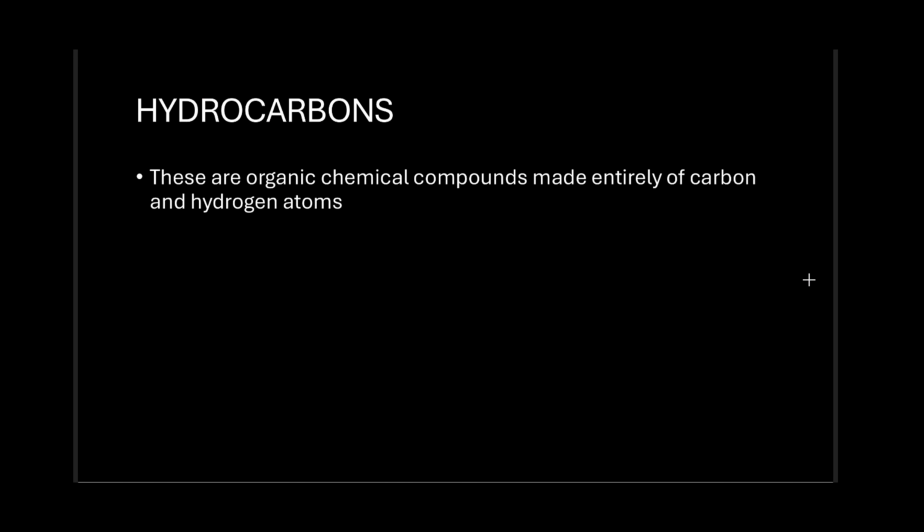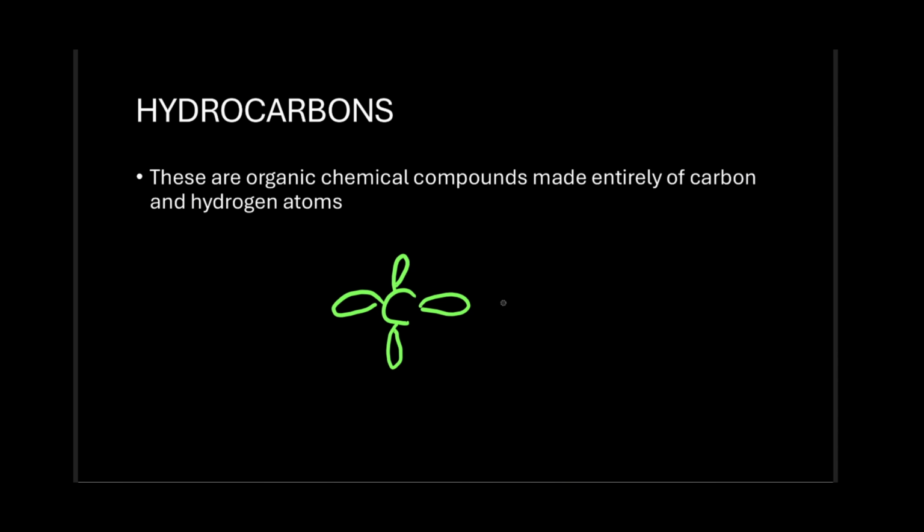So let's talk about hydrocarbons. Hydrocarbons are organic chemical compounds made entirely of carbon and hydrogen atoms. Carbon atoms form the backbone of hydrocarbons. So why carbon atoms? When we look at the hybridization of the carbon atom, it forms 4 sp3 hybridized orbitals, and then it uses these sp3 hybridized orbitals to form other bonds with other atoms.